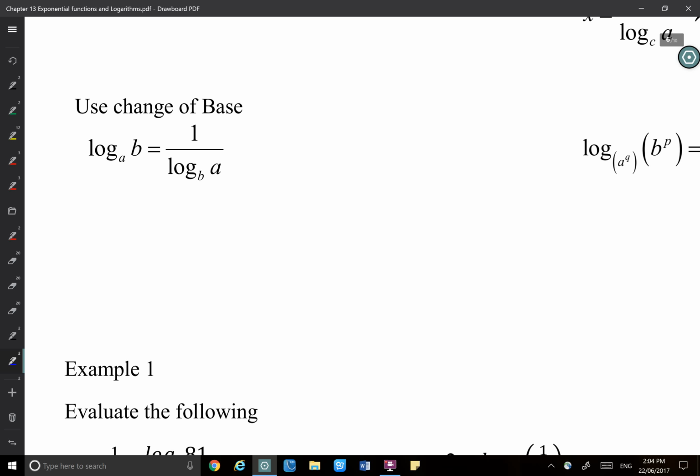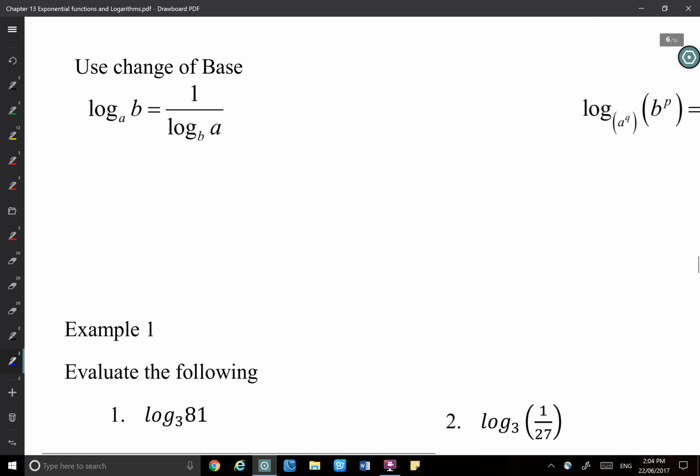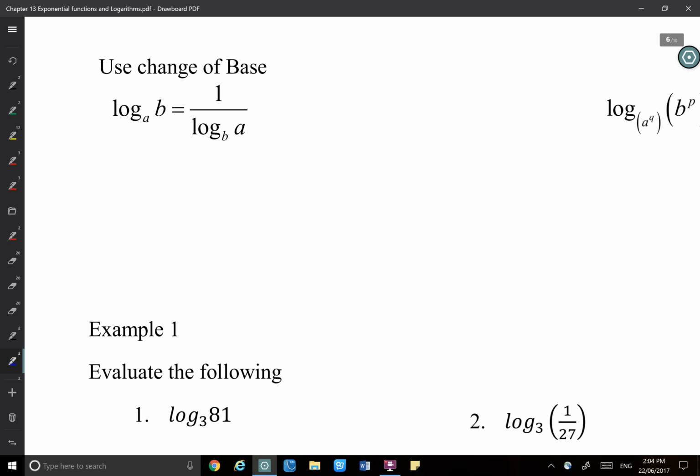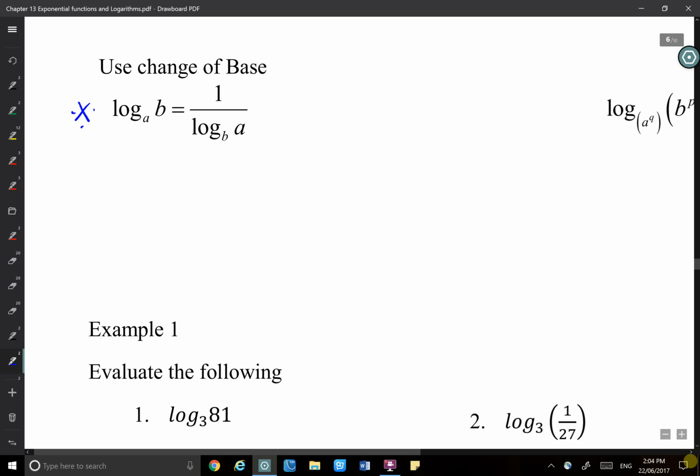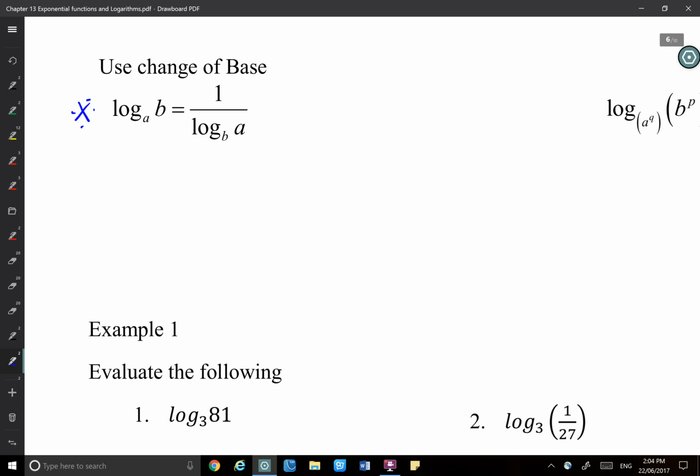Okay, change of base here. Well, this formula is important as well. This is something you need to remember. Log base A of B will be the reciprocal of log base B of A.